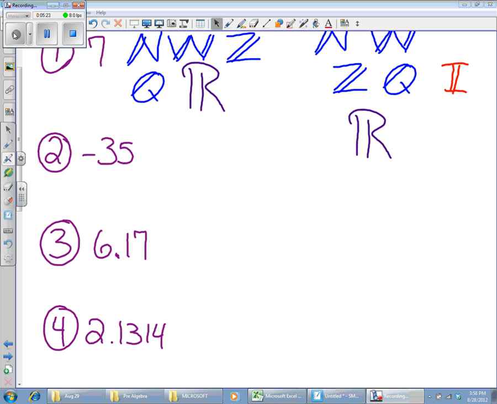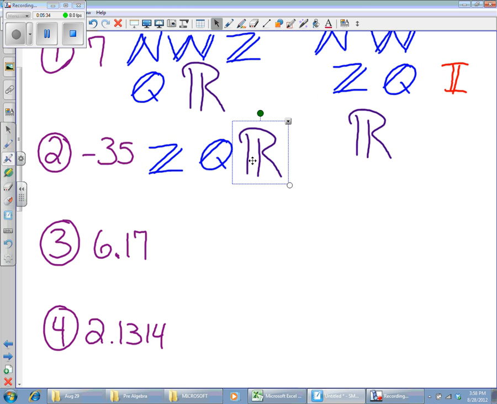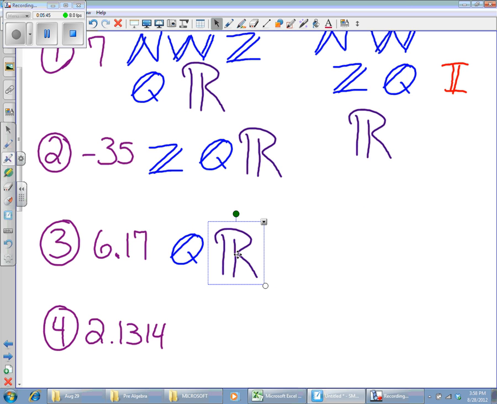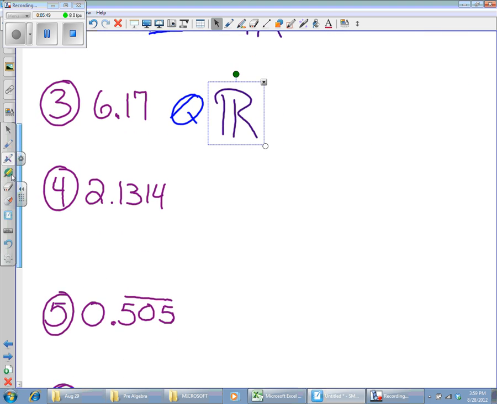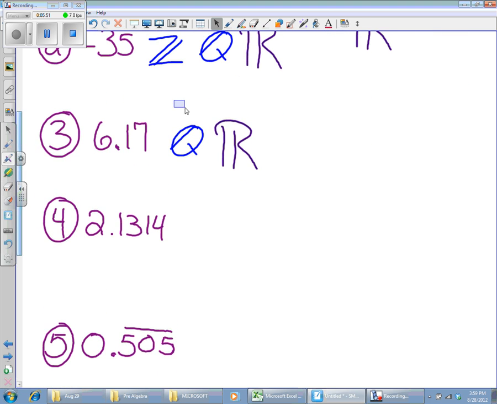All right, hopefully you're ready to see the answer for number 2, negative 35. That is an integer, that's rational, and it's also a real number. Number 3, it's a decimal that ends. That means it fits in the rational category, and it's also real. Number 4, guess what? Another decimal that ends. So it is both rational and real.